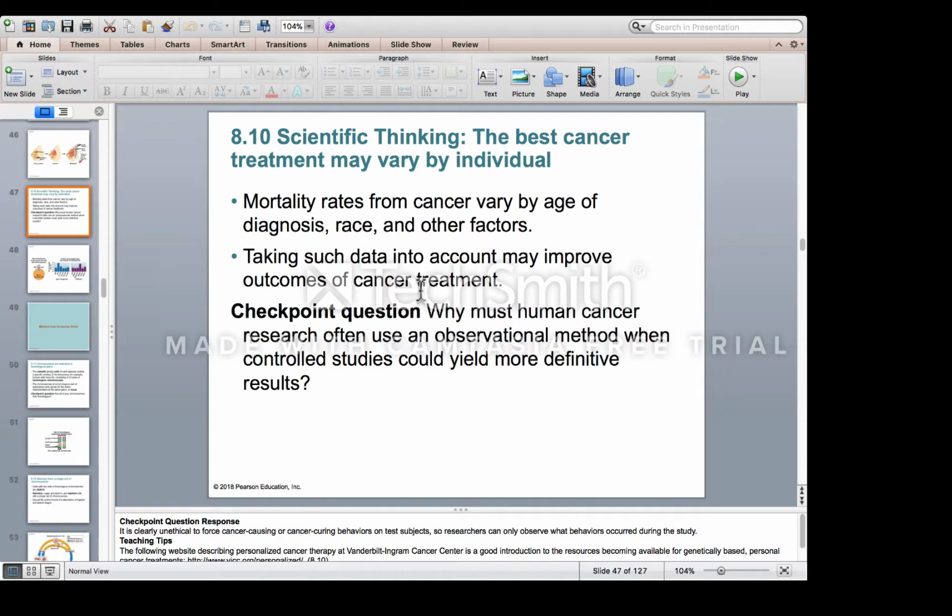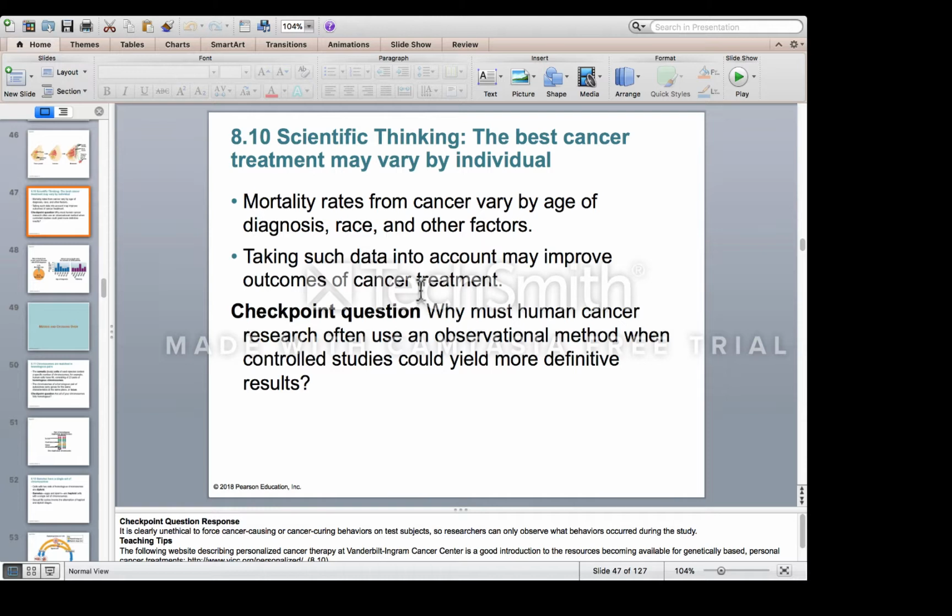Okay, so why must human cancer research often use an observational method when controlled studies could yield more definitive results? This is because it's kind of unethical, right, to force, according to this, cancer-causing or cancer-curing behaviors on test subjects. So researchers can only observe what behaviors occur during the study. It's tough.